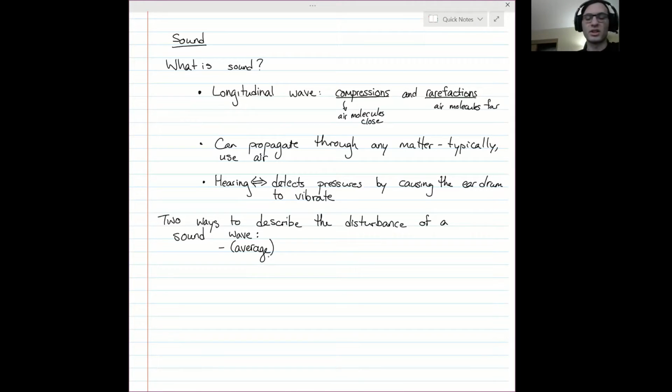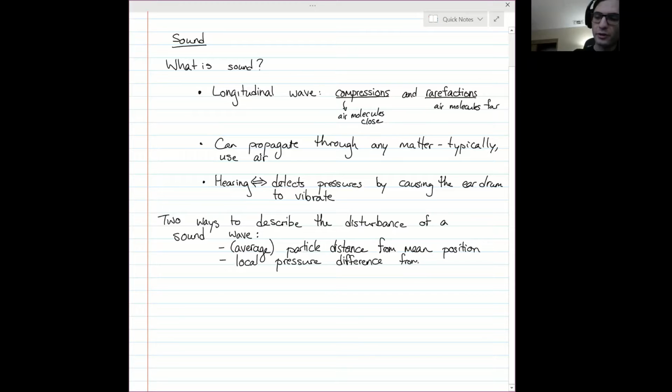Right, so one of the ways to describe the disturbance is the average particle distance from mean position. And I'll describe what I mean by this in a minute. The second way, which turns out to be more useful, is we compute the local pressure difference from 1 atmosphere. ATM is the abbreviation for atmosphere.